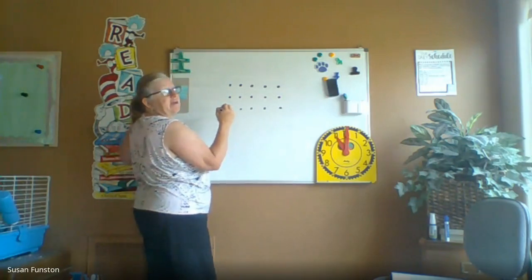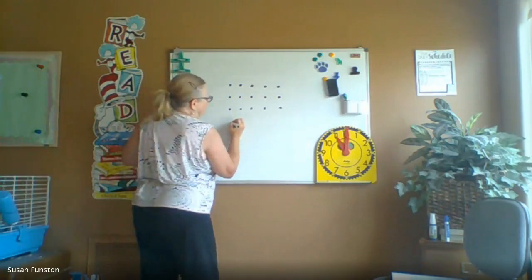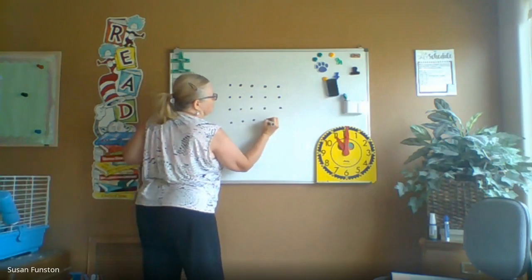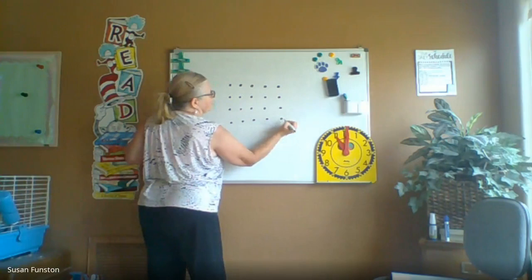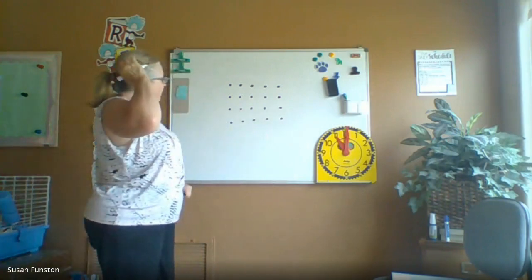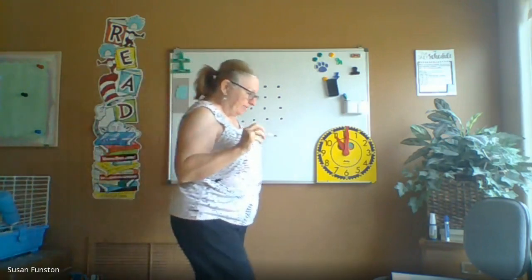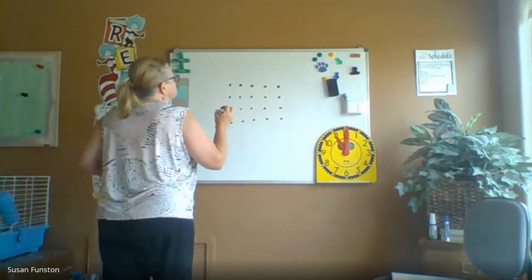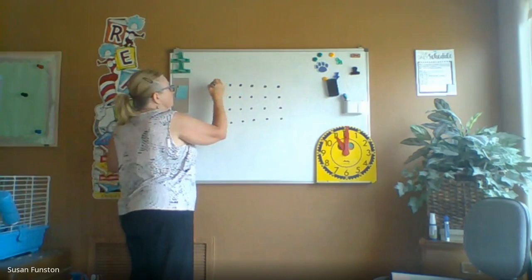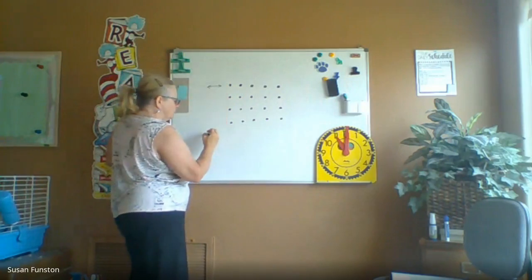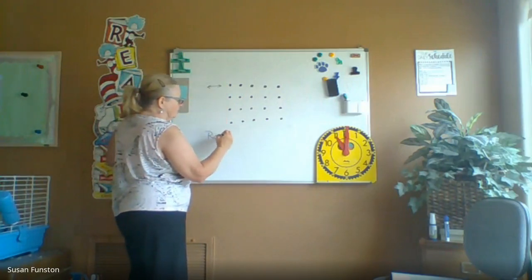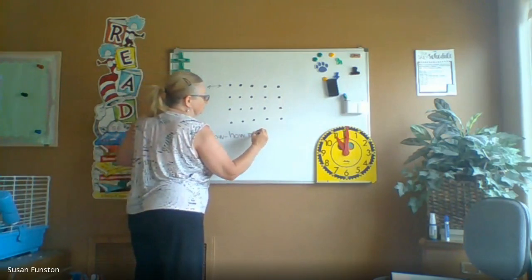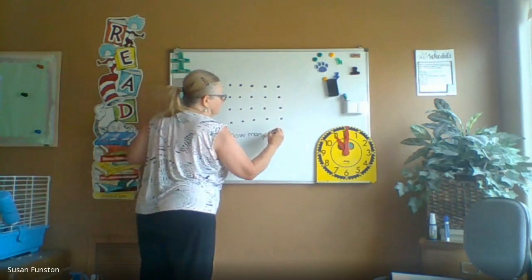How many children did we have? 20. So we need one more row. And now I've made an array that represents our application problem. So our rows that go across, our row is showing how many children are on a team.